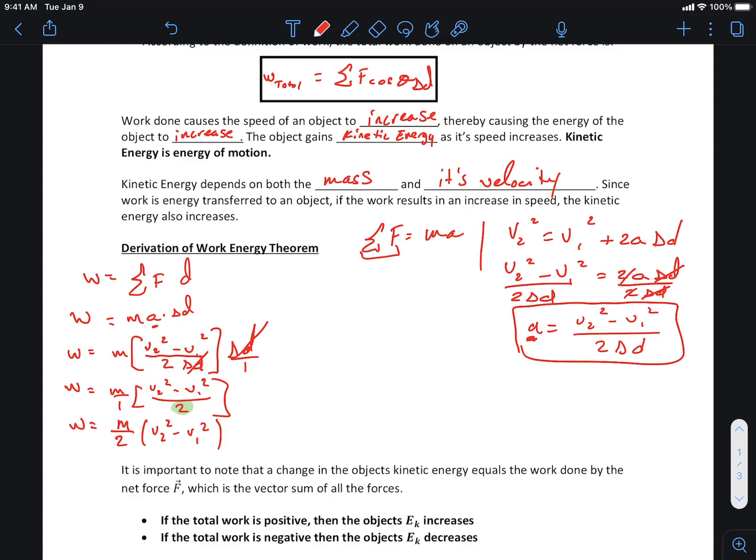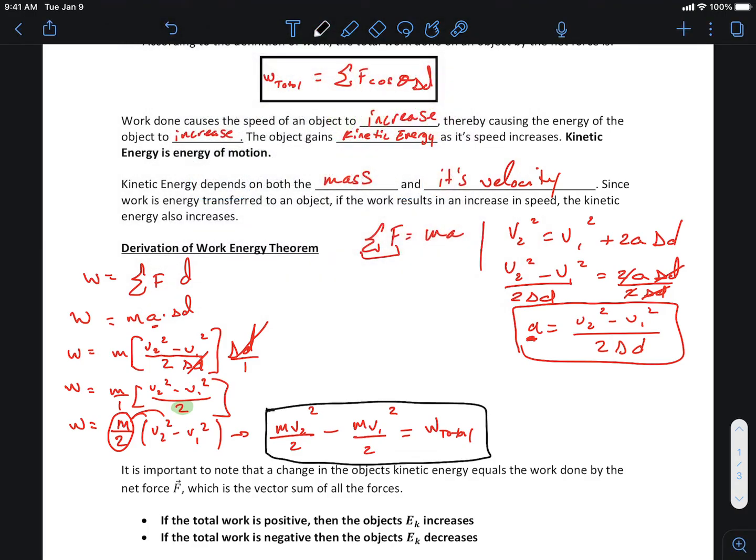Okay, and maybe it is best if we were to multiply the m in the first place, but we can now take this and multiply it into both terms, and we're going to see something interesting happen, right? We're going to see mv2 squared over 2 minus mv1 squared over 2, right? That's equal to the total work. That's the work energy theorem. And what it states is the change in kinetic energy is the work. Okay, so I'm just going to draw a box around this.